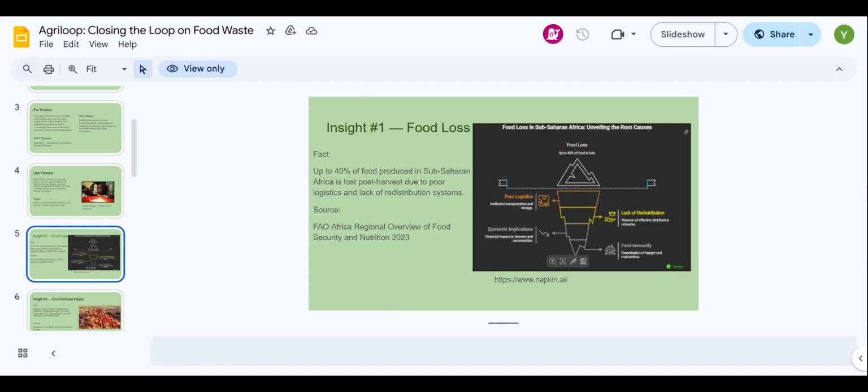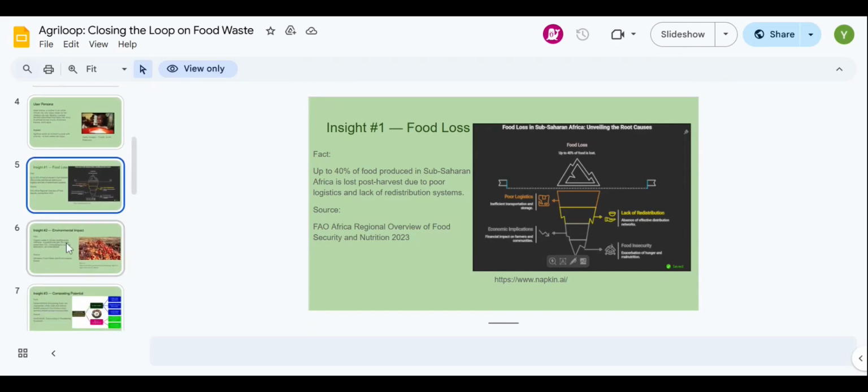If you look at it statistically, up to 40% of food produced in sub-Saharan Africa is lost to poor harvest, poor logistics, and lack of redistribution systems, and we need to curb those problems.